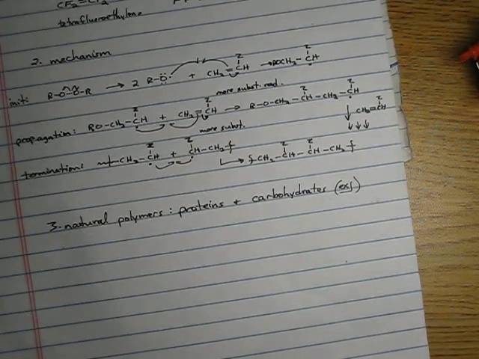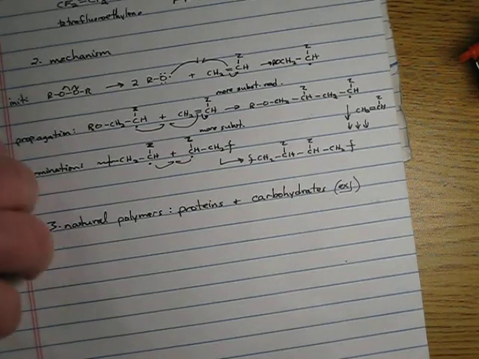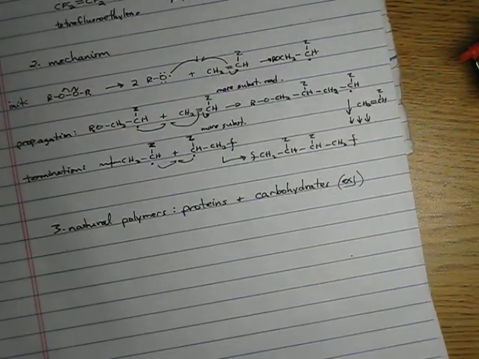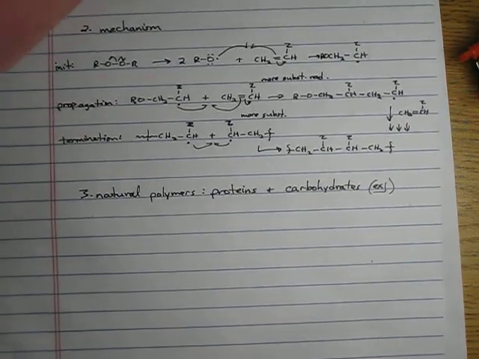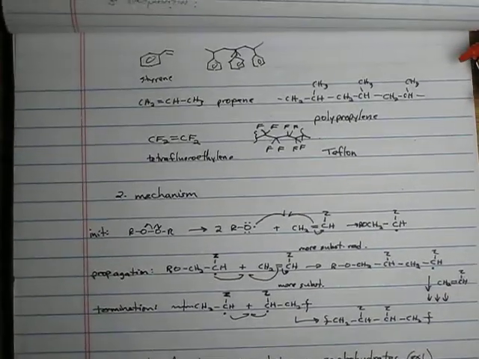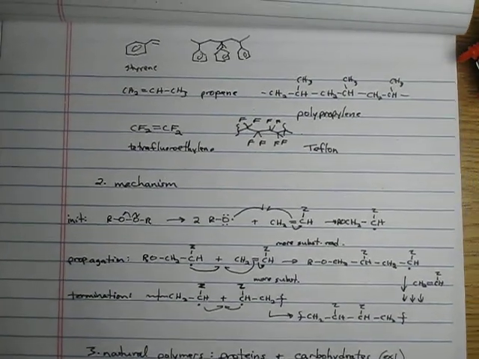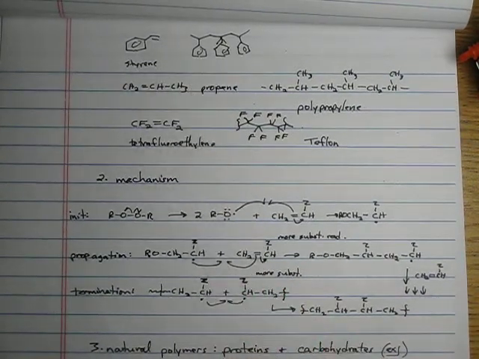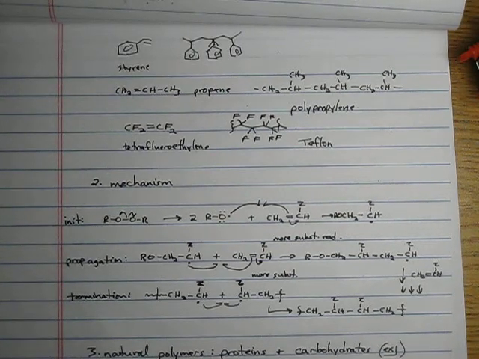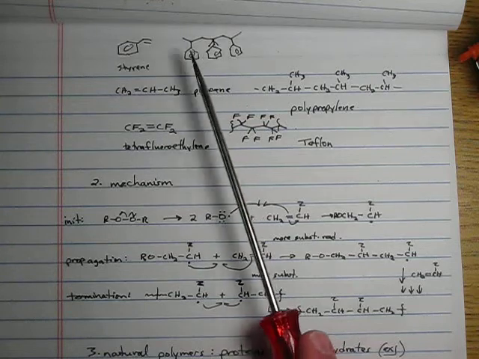All right. So, note, here is another monomer. It is the molecule styrene, a benzene ring with a vinyl group on there. And if you put it under radical conditions, you'll make polystyrene.